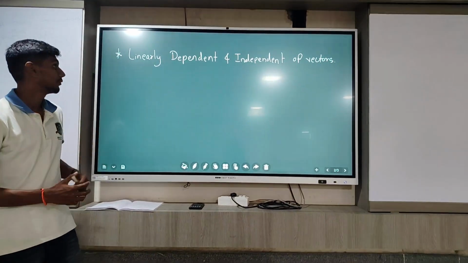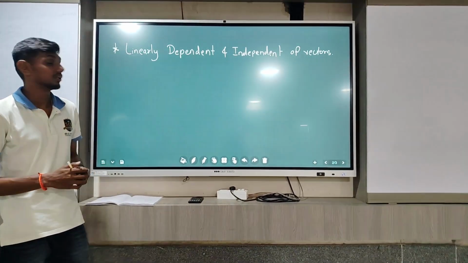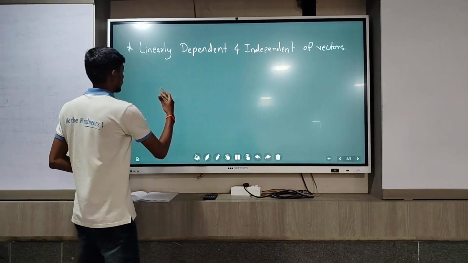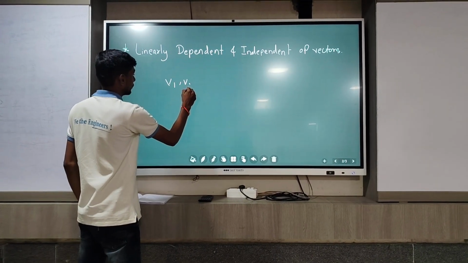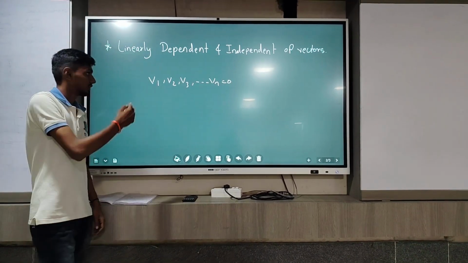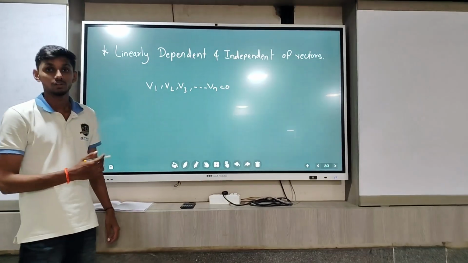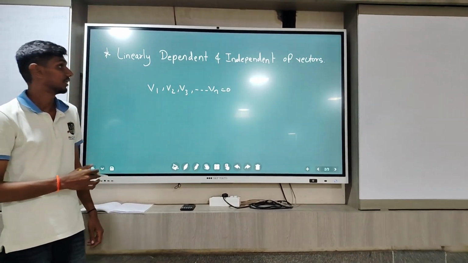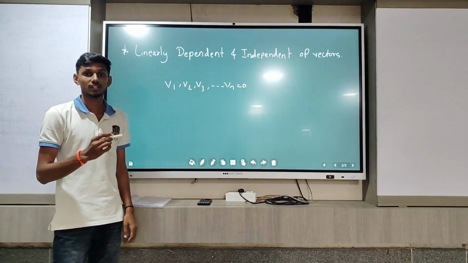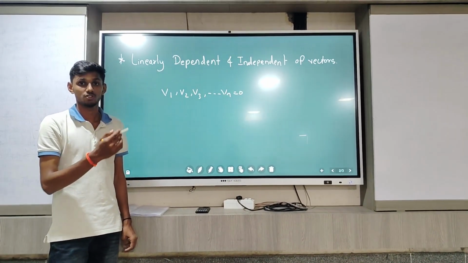Today my topic is linear dependence and independence of vectors. To find whether vectors are independent or dependent, first of all we take a set of vectors v1, v2, v3 up to vn, with their linear combination equal to 0. If the linear combination equals 0 only when all scalars are 0, then the vectors are linearly independent. Similarly, when the combination equals 0 but at least one scalar is non-zero, the vectors are linearly dependent.